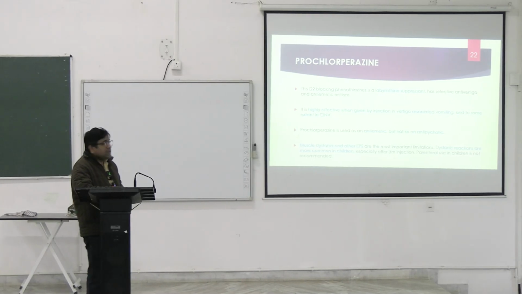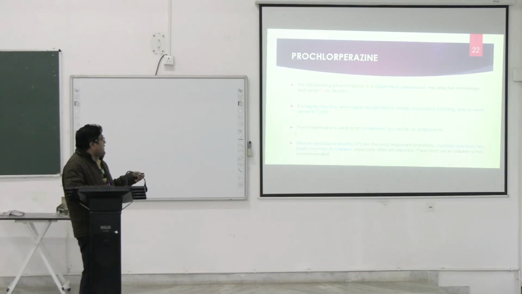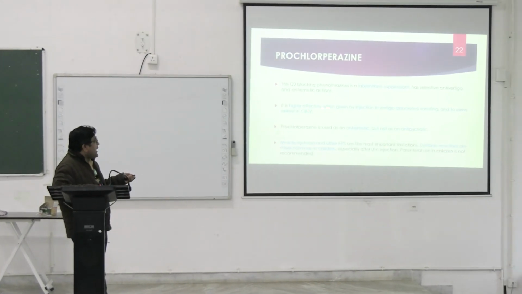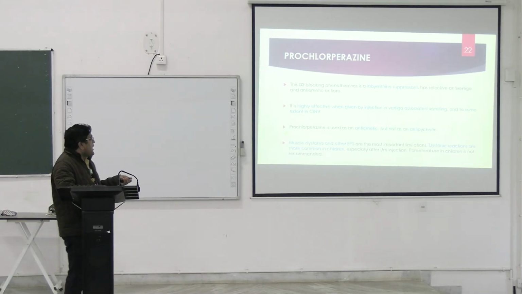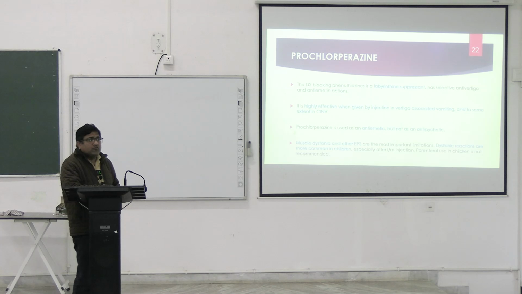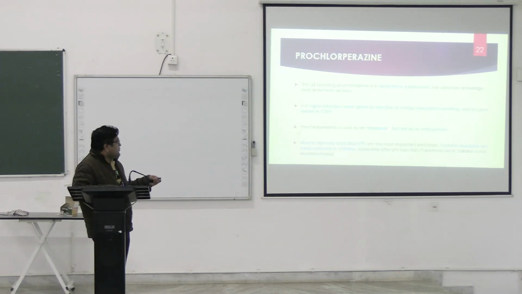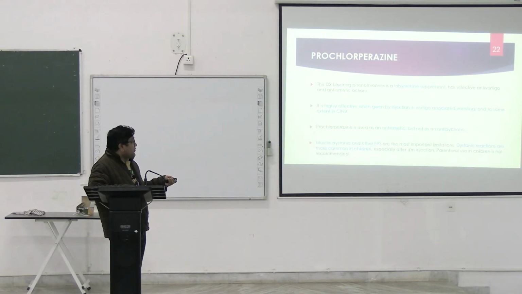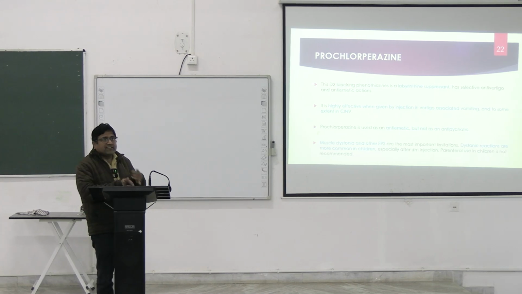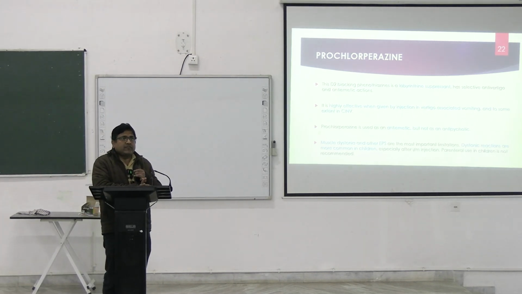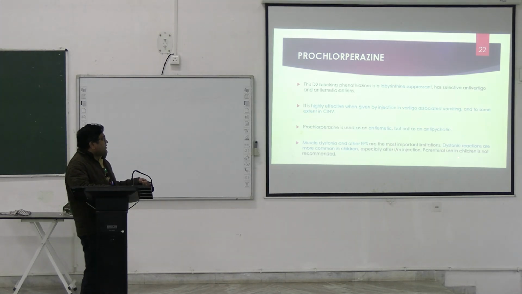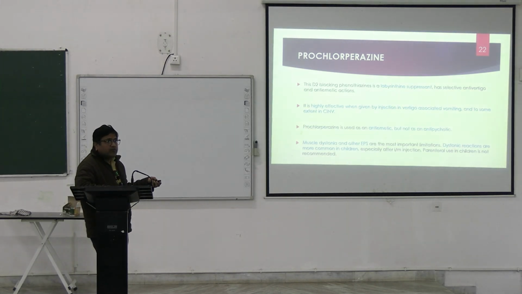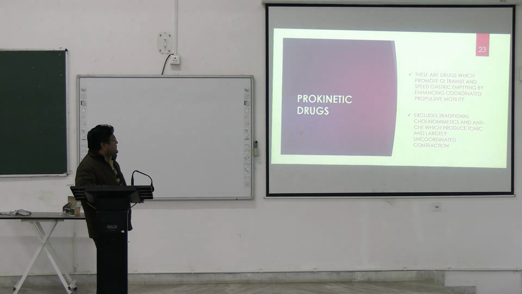They have selective anti-vertigo property and anti-emetic action. Highly effective when given by injection in vertigo associated vomiting and, to some extent, in chemotherapy induced nausea and vomiting. It is used as an anti-emetic, but not as an antipsychotic. Muscle dystonia and extrapyramidal side effects are the prominent complications with the drug. Dystonic reactions are more common in children. Parenteral use in children is not recommended because of the dystonic reactions.